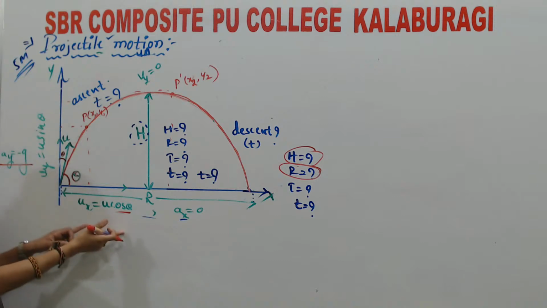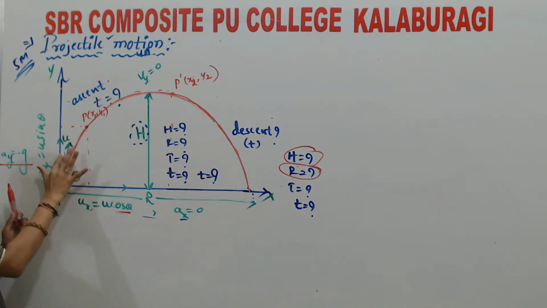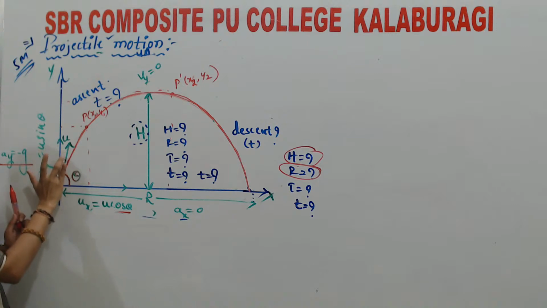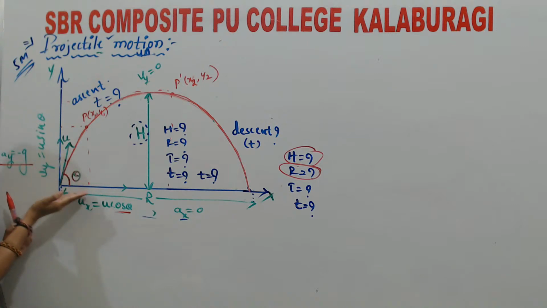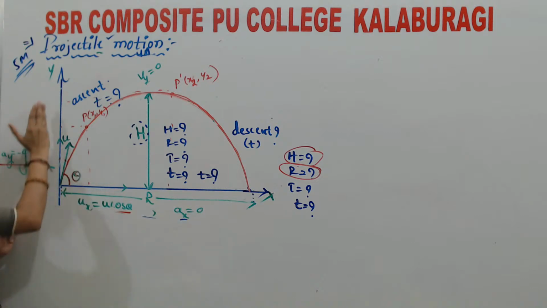Here it becomes cos, and here it becomes sin, isn't it? So now this is how I have taken. You have to understand this: with what direction is it making an angle? Theta. So that is taken as cos, and here it is taken as sine.